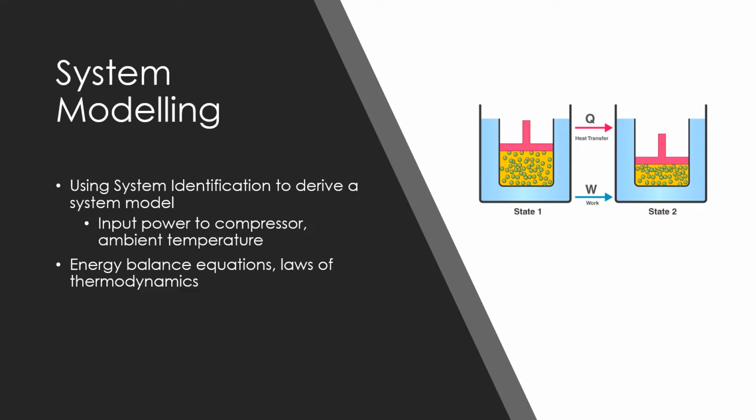If we were to derive a system model of a heat pump, we could use system identification to derive this model. We would need to record things like input power to the compressor or ambient temperature. We could also do something like we did with the mass spring system, and we could derive a transfer function from energy balance equations or laws of thermodynamics.